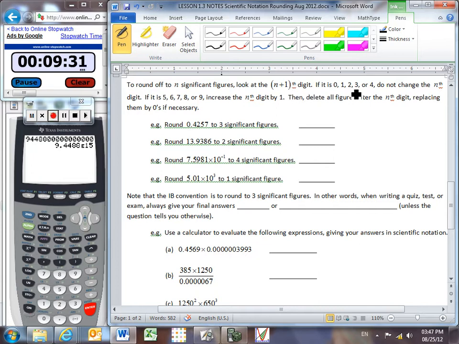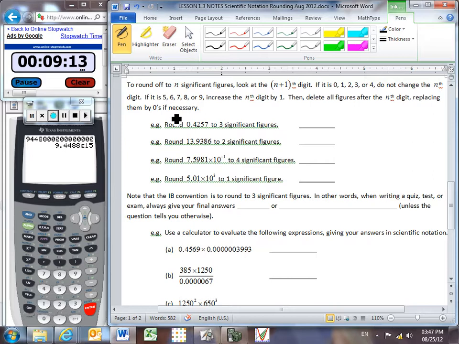As before, if we have 0, 1, 2, 3, or 4, we will not change the digit that was in the nth spot. But if we have 5 or bigger, then we need to increase the nth digit by 1. And like before, we'll then get rid of all figures after that nth digit, replacing them by zeros if necessary.